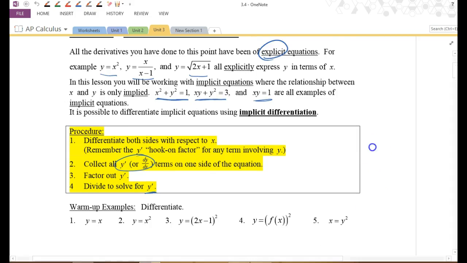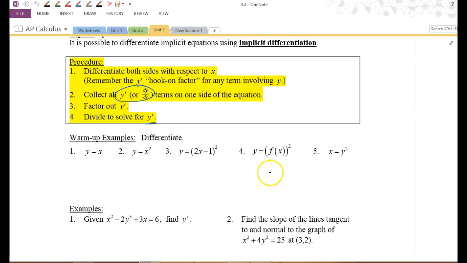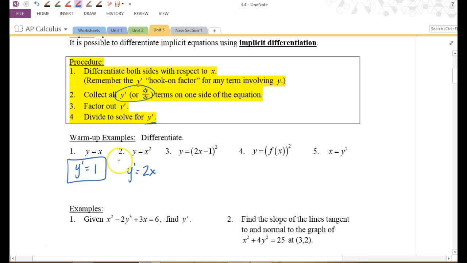A couple quick examples. These first couple examples are already set equal to y, so you do not really need implicit differentiation to do them, but we can do it using implicit though. For question number 1, if we derive both sides, the derivative of y would be 1, and then you multiply by the hook-on factor, which becomes the y derivative. The derivative of x becomes 1. For number 2, the derivative of y is the y derivative, and the derivative of x squared is 2x.